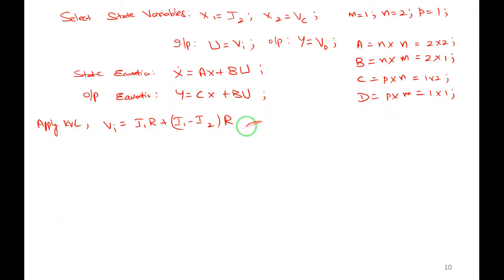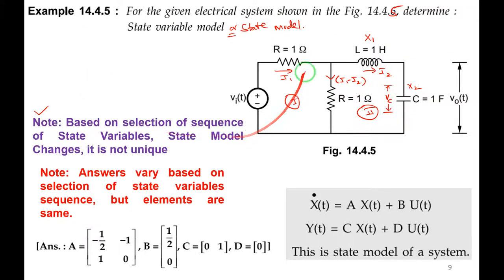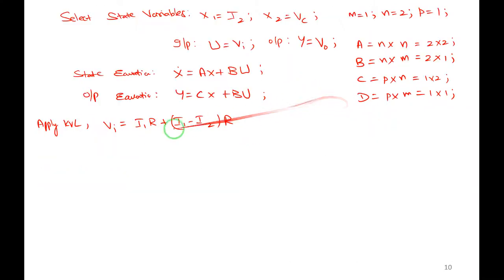Okay, fine. Call this equation 1. But what is the value of R here? It is 1 ohm here, and it is also 1 ohm here. Let me substitute and write it. Vi is equal to I1, R is 1 ohm so I will leave it, plus I1 minus I2. So I1 will get cancelled, right? Vi is equal to I2. Is it fine?